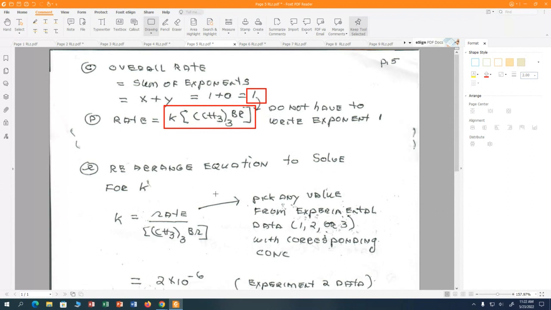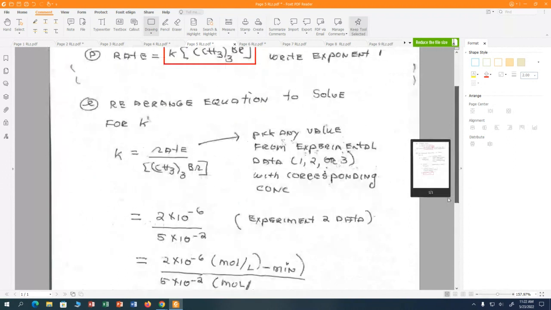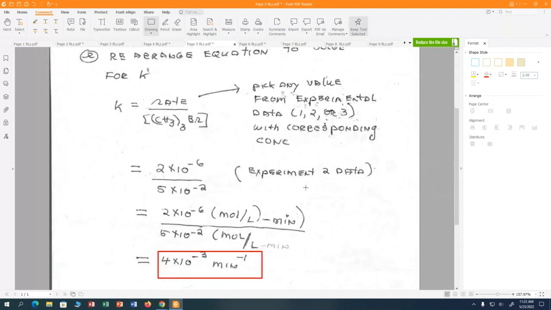Now to solve for K, we take and rearrange the equation. Here's the key: we pick any value from experimental data, 1, 2, or 3, with the corresponding concentration. If we did this correctly, it makes no difference, you will get the same value of K, because K is a constant. So in this case, we go to the experiment 2 data, divide accordingly, and we get 4 times 10 to the minus 3 as the answer. Okay, so this is how we do this problem.